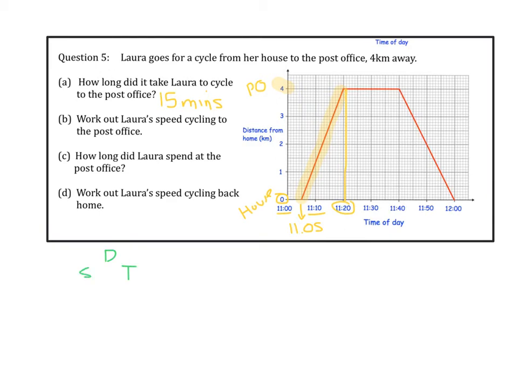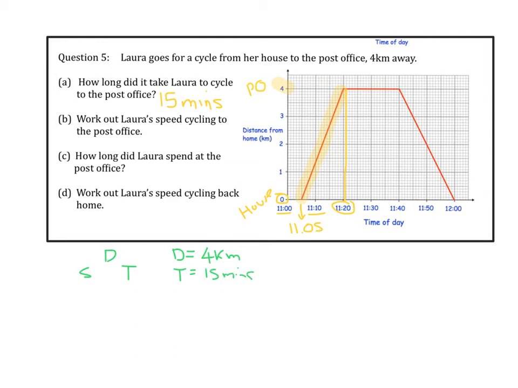So to the post office. So the speed I want to know. The distance is 4 kilometres. And the time was 15 minutes. I'm straight away going to change that to, well, actually I'm going to show you 2 different ways. So you could do 15 minutes at the moment.